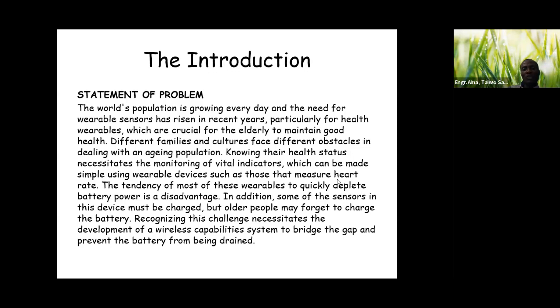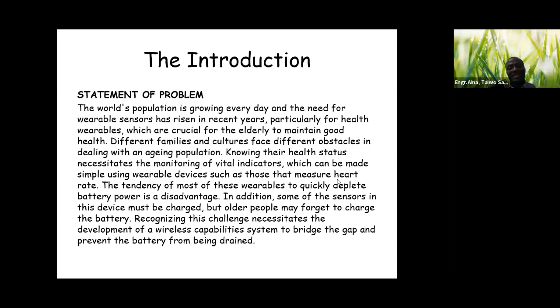The world's population is growing every day, and the need for wearable sensors has risen in recent years, particularly for health wearables, which are crucial for the elderly to maintain good health. Different families and cultures face different obstacles in dealing with an aging population. Knowing their health status necessitates the monitoring of vital indicators, which can be made simple using wearable devices such as those that measure the heart rate.